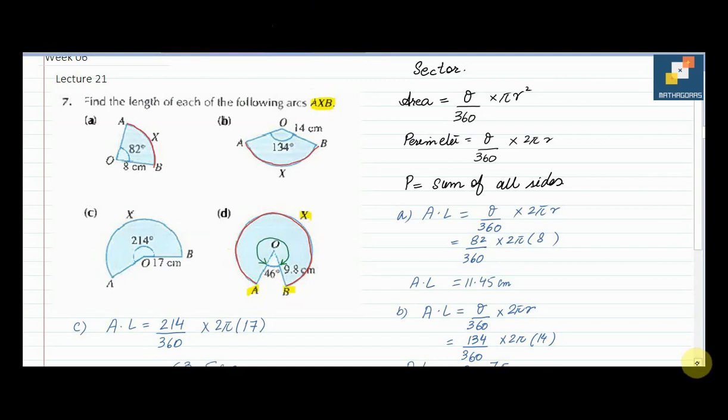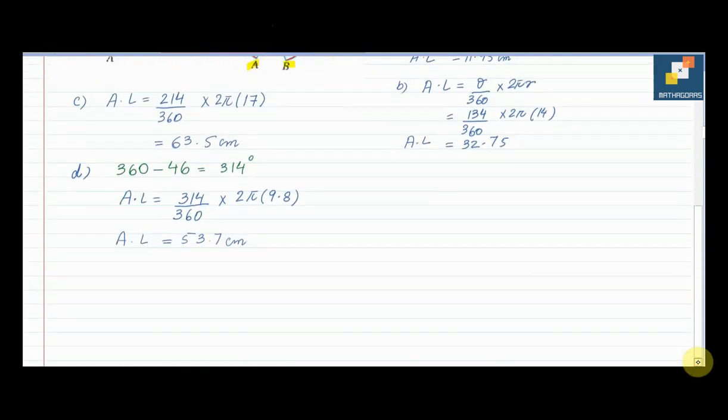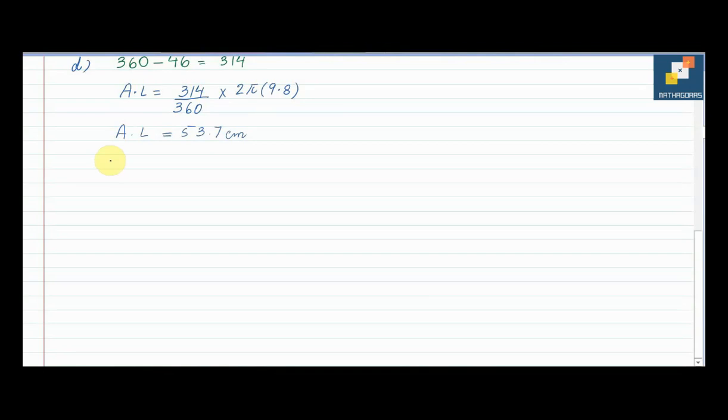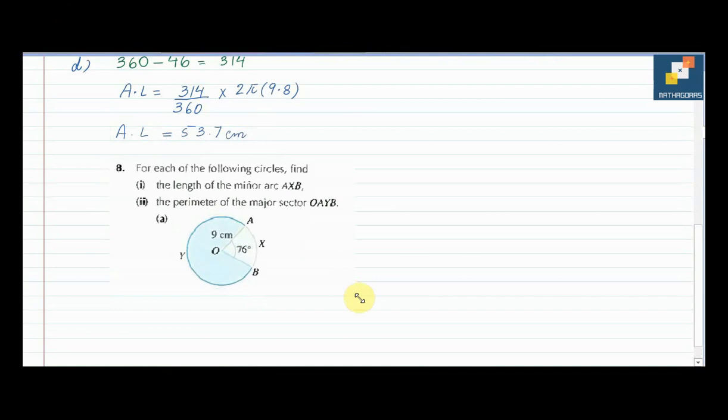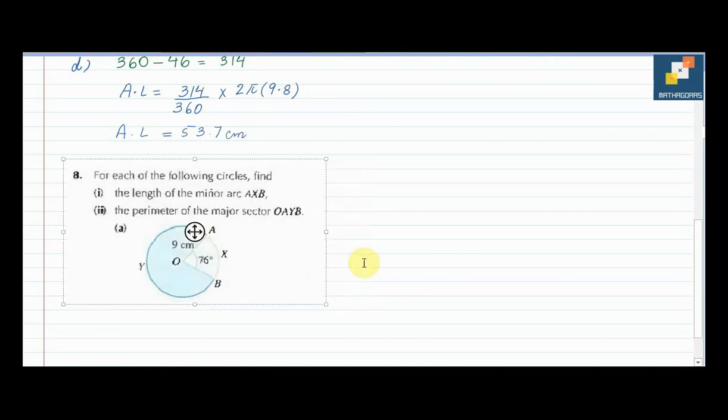After question number 7, moving on to the next question, that is question number 8. Now in this question you need to find the arc length and then the perimeter, right? So it's question number 1, so you need to listen carefully. First thing, arc length. Now in question number 7 we have learned that how we need to find the arc length, and it says arc length of AXB. So I think now you can do it by yourself, so give it a try and then check your answer.